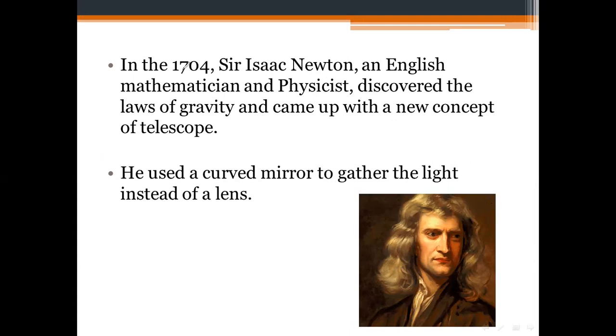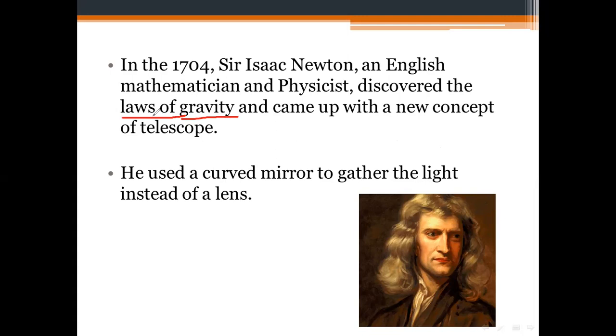So at the age of 74, Sir Isaac Newton, an English mathematician and physicist, discovered the laws of gravity and came up with a new concept of telescope. Now, Isaac Newton was the first one to come with this theory that there is gravity on the earth, and he discovered the law of gravity. Also, he came up with a new concept of the telescope.